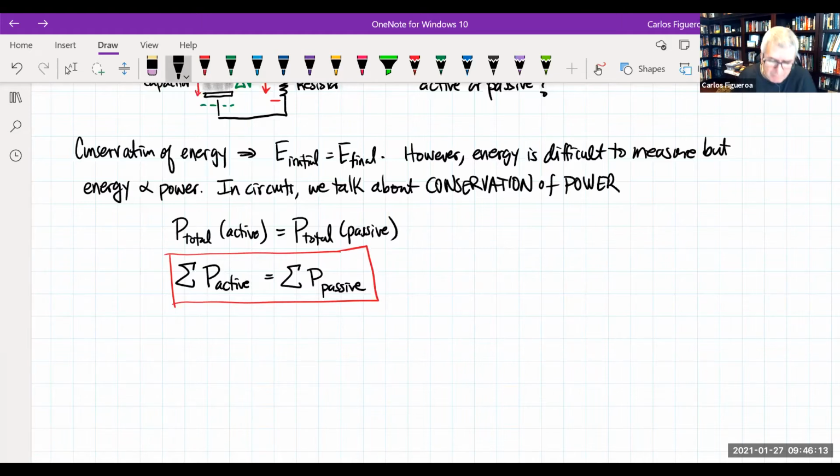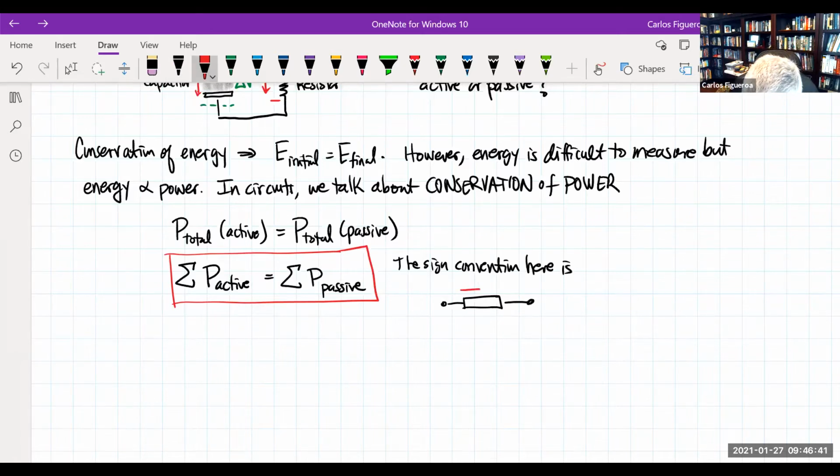But there's a problem here, and the problem is the sign convention. How do I say this? The sign convention is that if I have an element and I have current going like this, where this is a positive and negative terminal, then this element's power is passive.